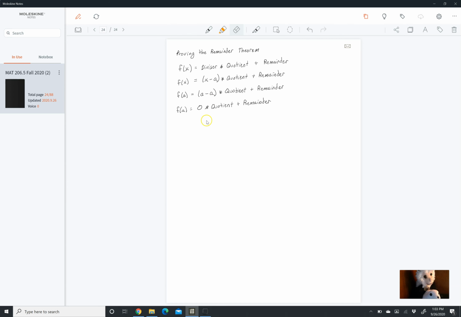But think about it. What is 0 times the quotient? It doesn't matter what the quotient is, okay? 0 times the quotient gives us 0. And here's our proof. If f of a is equal to 0 plus the remainder, then f of a is just equal to the remainder. We just proved it.